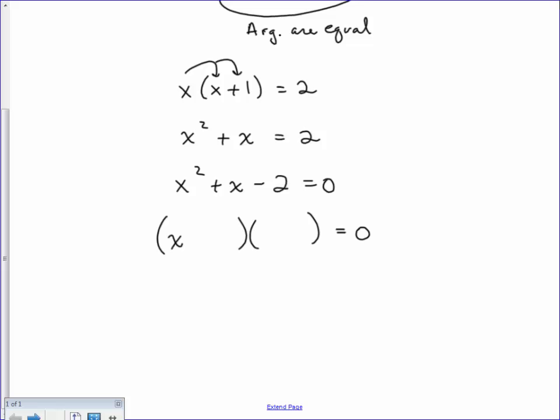So we need x and x. Factors of negative 2 that would add to positive 1 would be positive 2 and negative 1. Set both of these factors equal to 0. And that would result in x equals negative 2 and x equals positive 1.